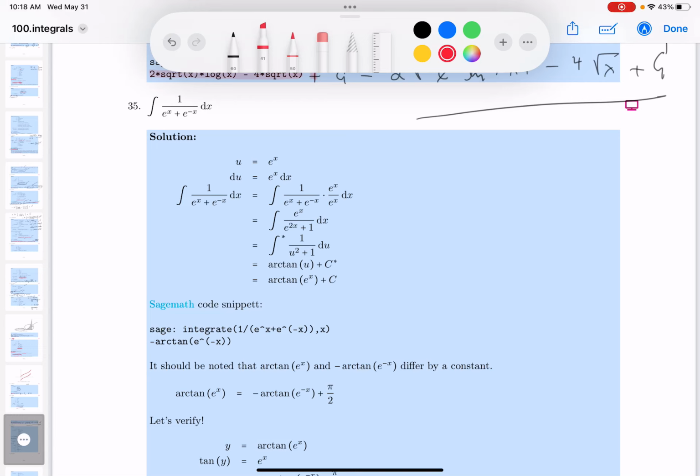Okay, for 35, it wasn't a bad problem. We got this in the end. I did ask Sage to do it too, and I noticed that Sage gave a different answer. All right, and so I wonder why that is. I don't know why the back end of Sage is getting a different answer than me.